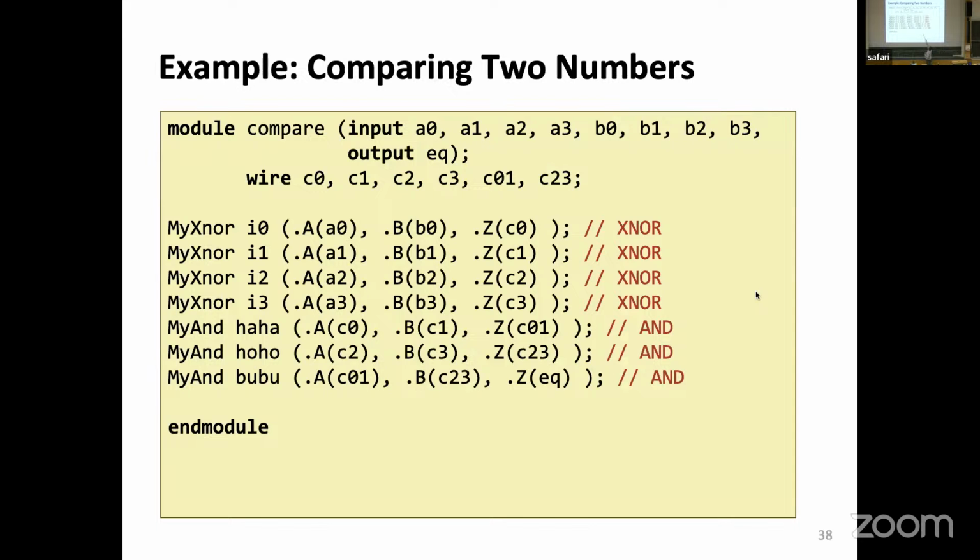We say my inputs are A0, A1, A2, A3, B0, B1, B2, B3. And I have intermediate wires, C0, C1, C2, C3, C01, and so on. Then I have 4 XNORs that compare A0 with B0, A1 with B1, A2 with B2, A3 with B3, and write them out to some temporary wires. And now I have to AND those together. So I have my AND haha, my AND ho-ho, and I get these outputs, and then I AND them together. If you look at it structurally, I don't have anything left.